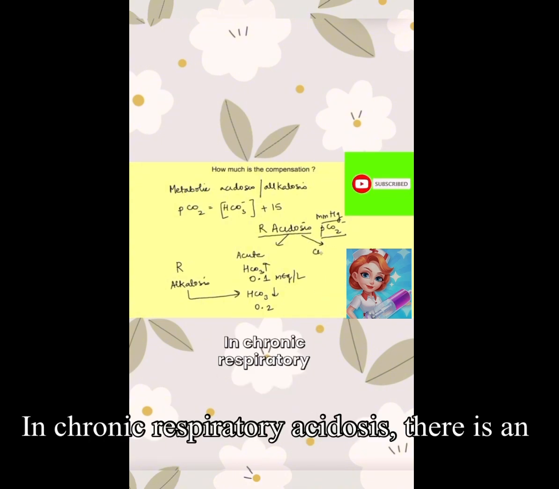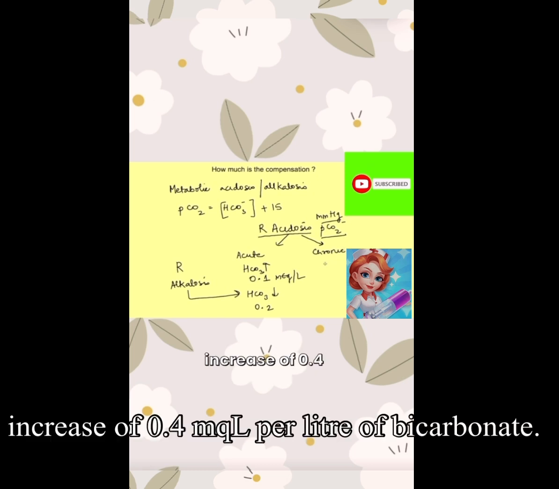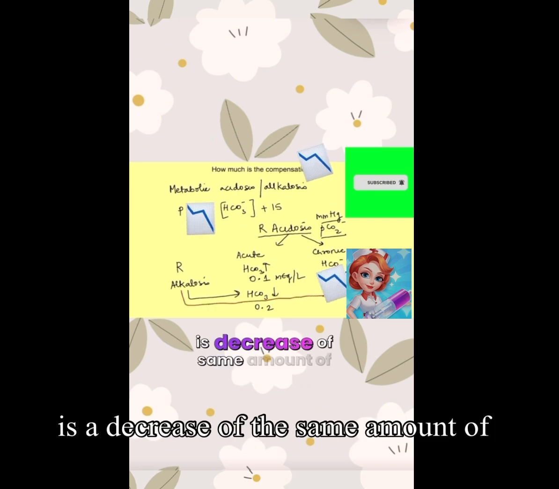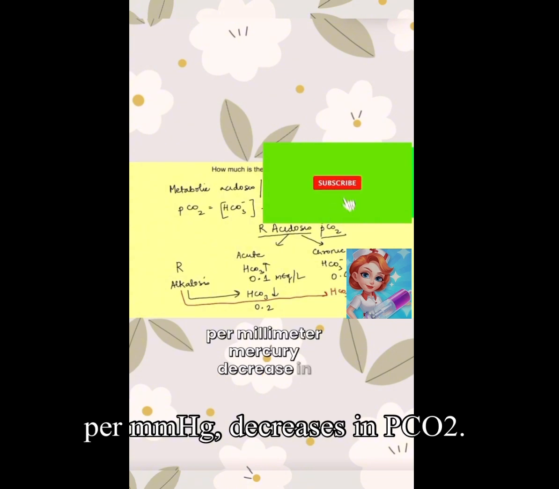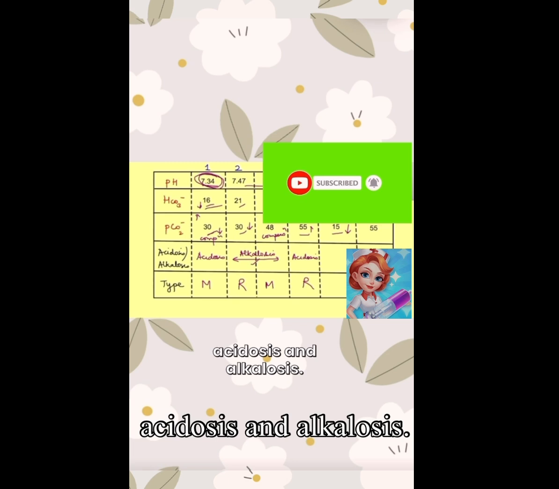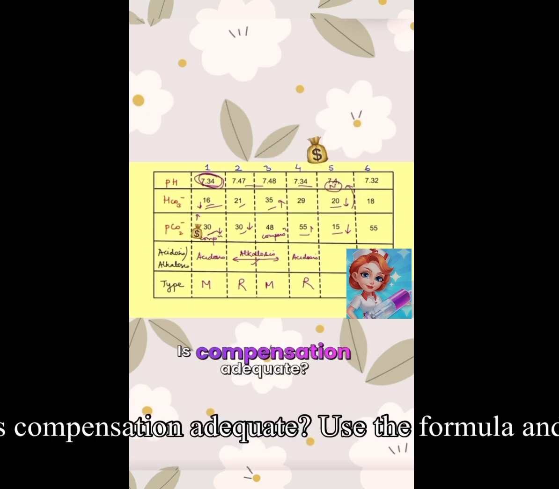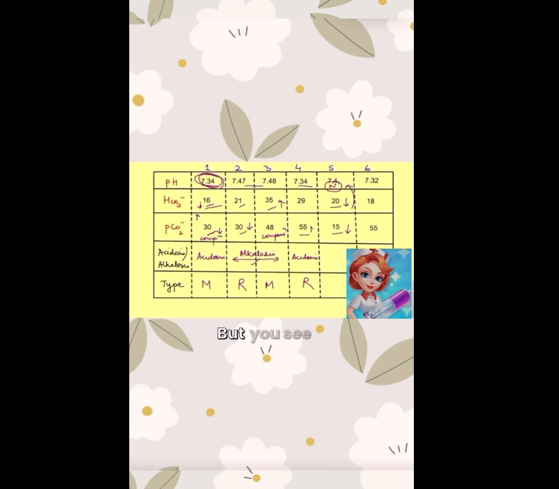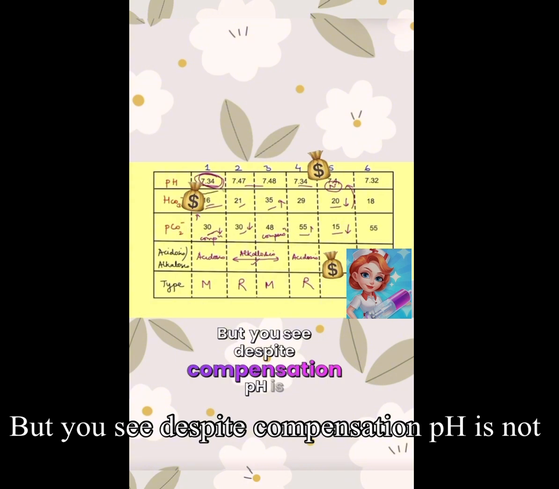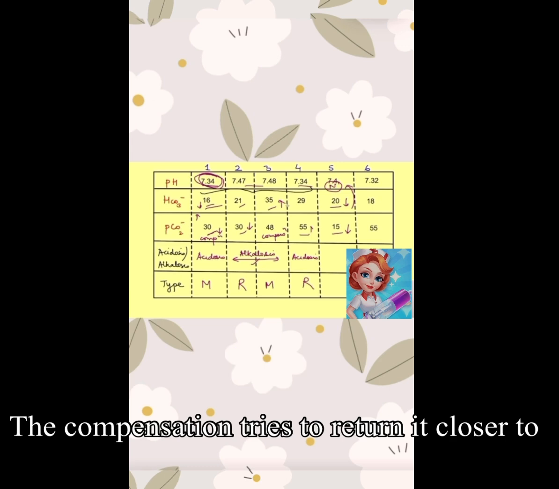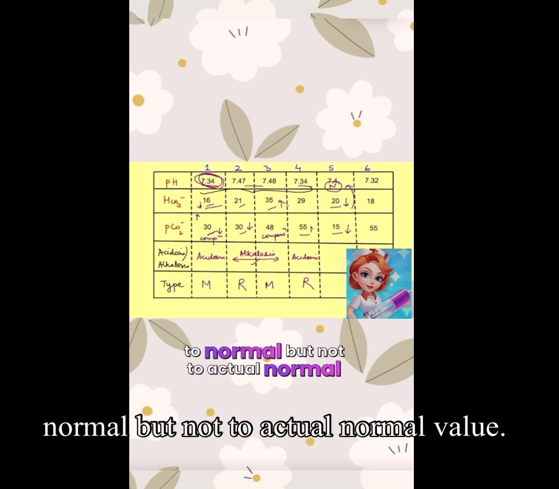In chronic respiratory acidosis, there is an increase of 0.4 milliequivalent per liter of bicarbonate. While in chronic respiratory alkalosis, there is a decrease of the same amount of bicarbonate per millimeter mercury decrease in PCO2. So check in our scenarios of metabolic acidosis and alkalosis. Is compensation adequate? Use the formula and check. Yeah, here it's adequate compensation. But you see, despite compensation, pH is not actually normal. The compensation tries to return it closer to normal but not to the actual normal value.